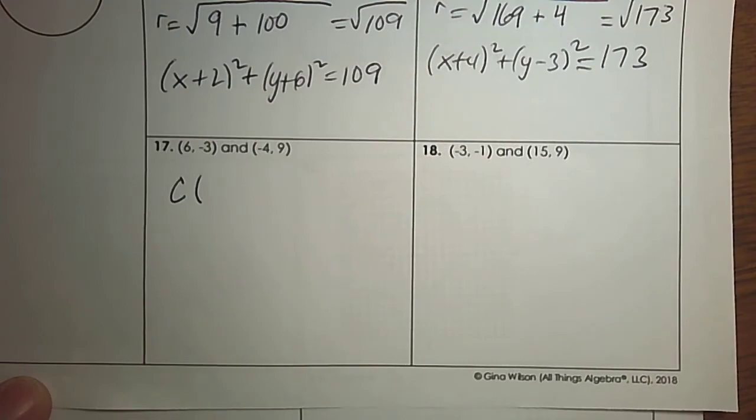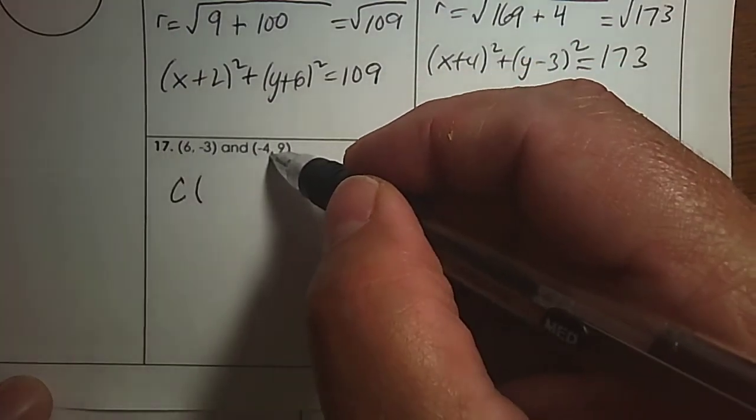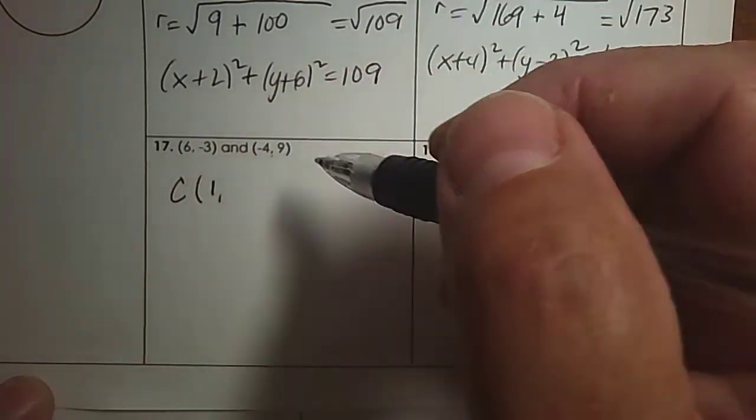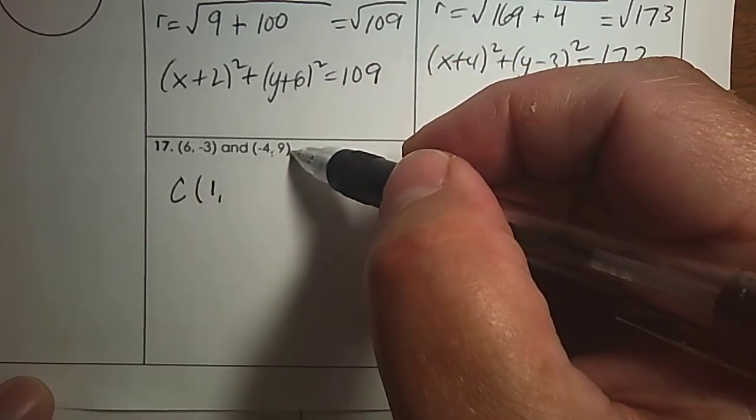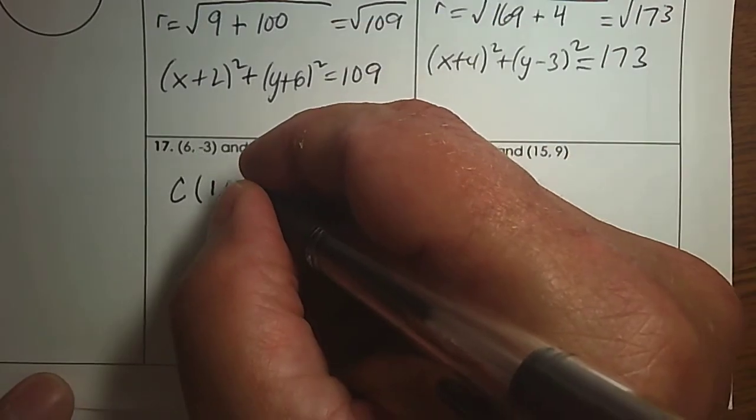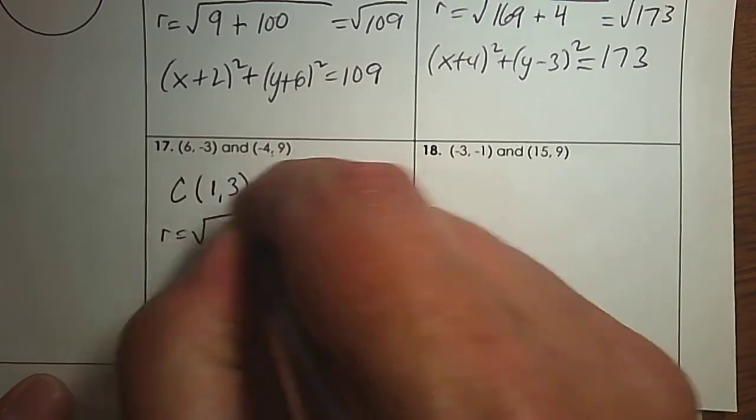Let's try it again. Center. So 6 and negative 4, that's 2. Divided by 2 is 1. We're just finding the midpoint. Add them. Negative 3 and 9, that's 6. Divide by 2. And then to find the radius, it's the square root of.